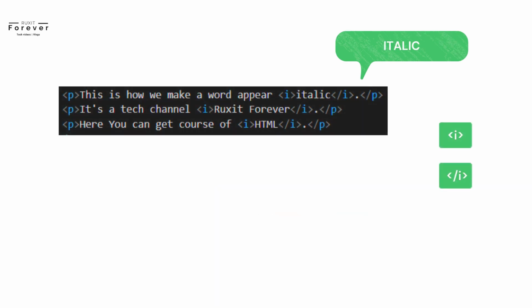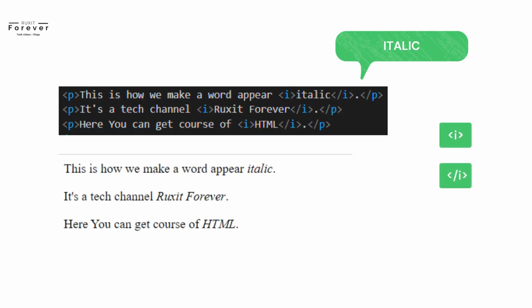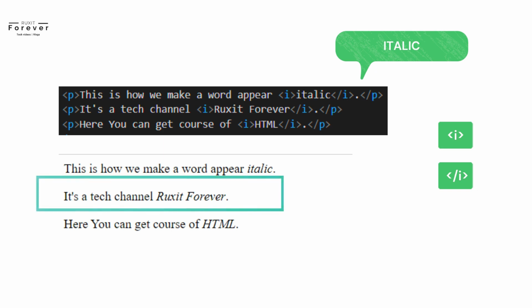Italic. By enclosing words in the opening i tag and closing i tag, we can make characters appear italic. The i element also represents a section of text that would be said differently from surrounding content, such as technical terms, names of ships, foreign words, thoughts, or other terms that would usually be italicized. If you see the second line in the example, then we make the channel name, Ruxit Forever, italic by putting it in i tags.